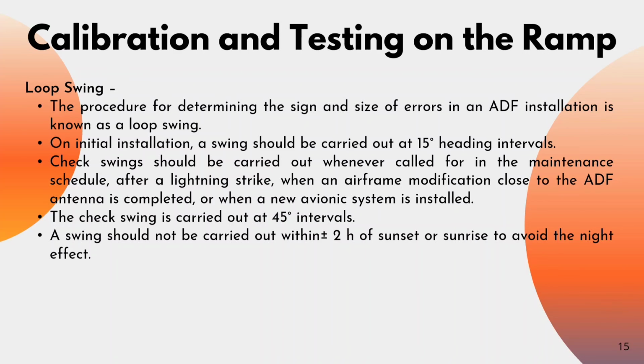Calibration and testing on the ramp. Loop swing. The procedure for determining the sign and size of the errors in an ADF installation is known as a loop swing. On initial installation, a swing should be carried out at a 15 degree heading interval.